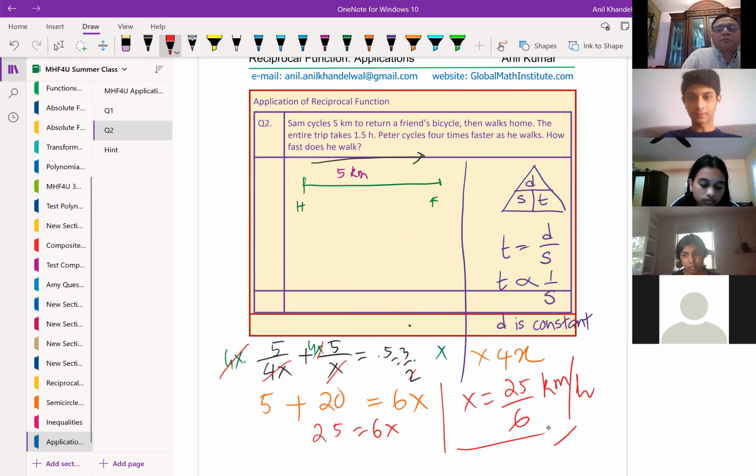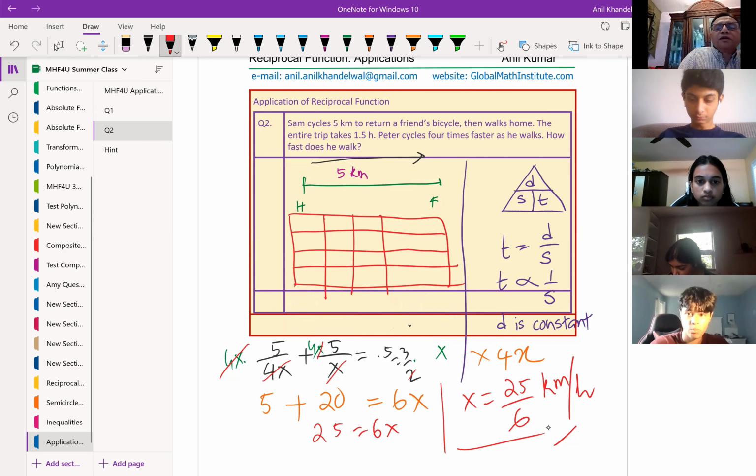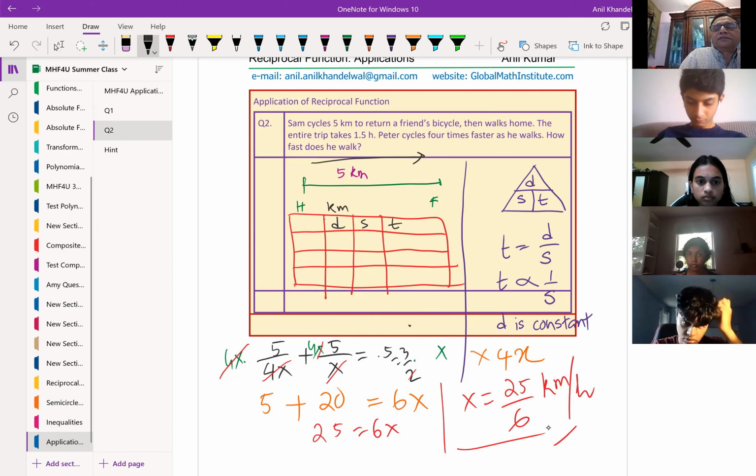You form a table. Let me just make a table like this. So you have distance, speed, time, 3 columns. One way going in one direction, then again we have total, correct? So this is distance, speed, and time. Normally, I also write the units. So kilometers, and this is in hours. So speed is kilometers per hour, right?